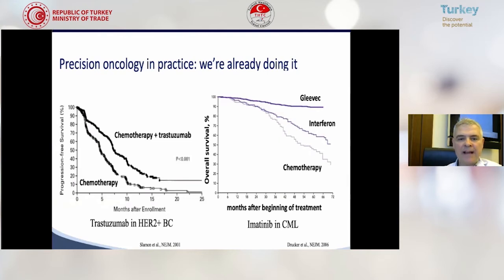So precision oncology has changed the survival of cancer patients. For example, once with chemotherapy, the survival of metastatic breast cancer was around 12 months or 15 months. Now with chemotherapy plus trastuzumab, a smart drug, the survival has increased to more than 2 years. Another example is Gleevec. With chemotherapy, CML was a deadly disease. Now there is Gleevec, which is a smart drug. Even cure is possible in chronic myelogenous leukemia.